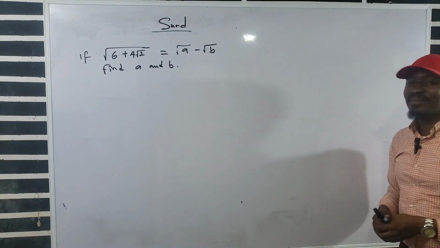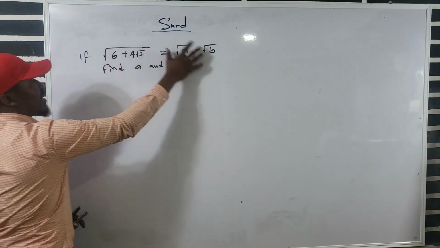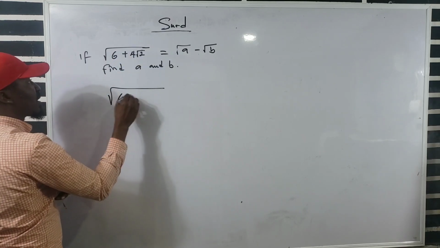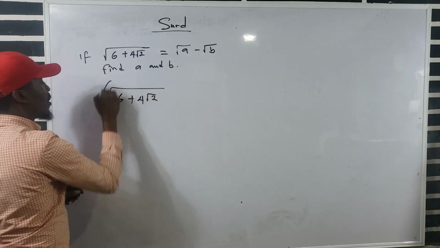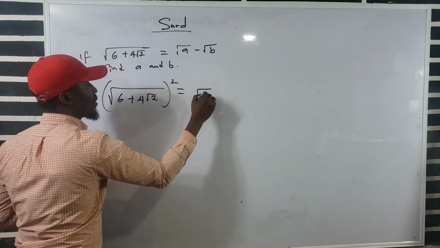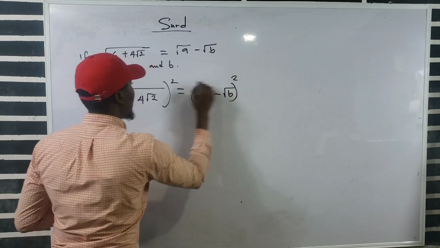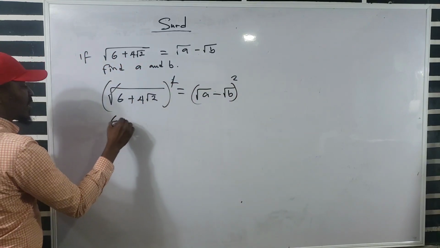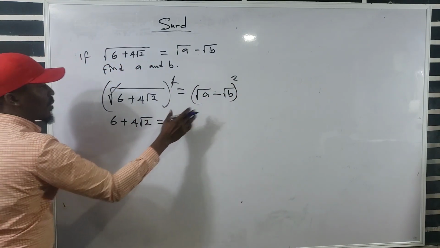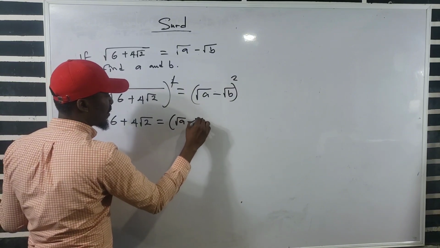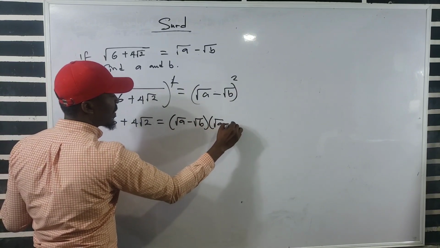So what are we going to do? The first thing I will do is to square both sides so that I can get rid of this square root. So I have the square root of 6 plus 4 root 2, all squared, equals the square root of a minus the square root of b, all squared. So this and this will go. I have 6 plus 4 root 2 equals, take care of this, root a minus root b into root a minus root b.